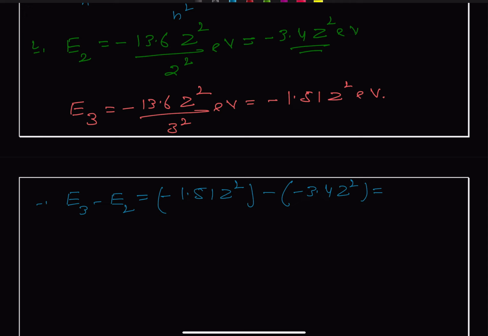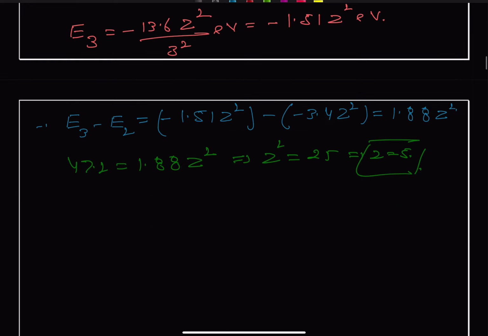This will be minus minus plus, so this will be 1.88 Z square. But the difference between the energies is given to us as 47.2, which is equal to 1.88 Z square. So from here we can get directly the value of Z. Z square will be close to 25, which gives us that the value of Z is equal to 5. So this was our part A.